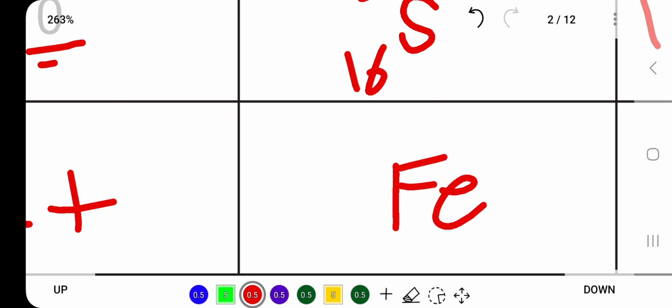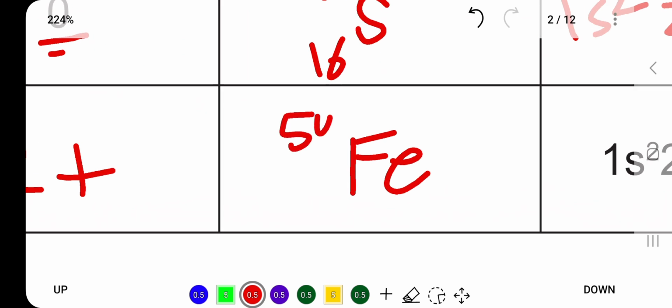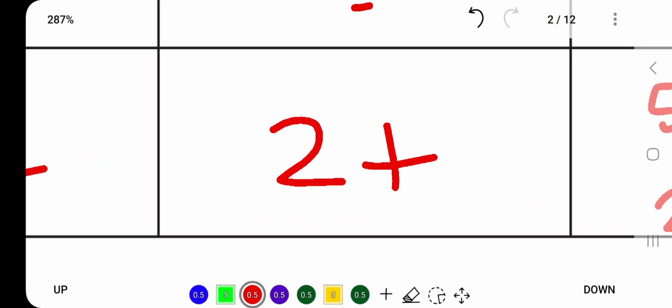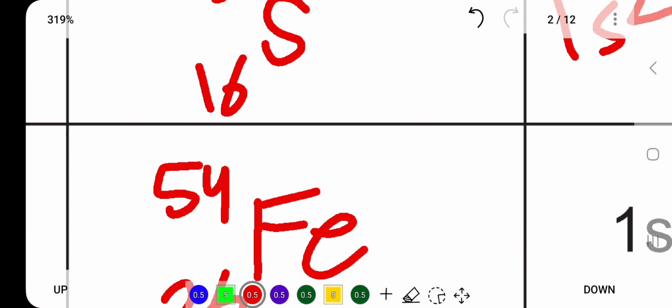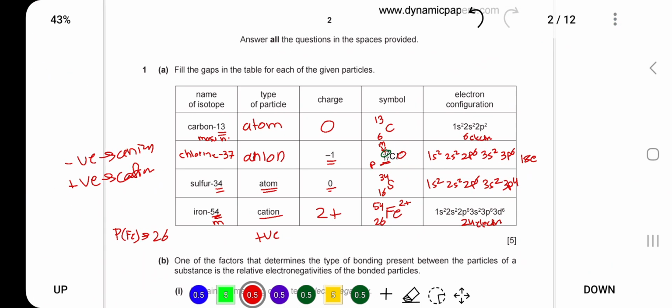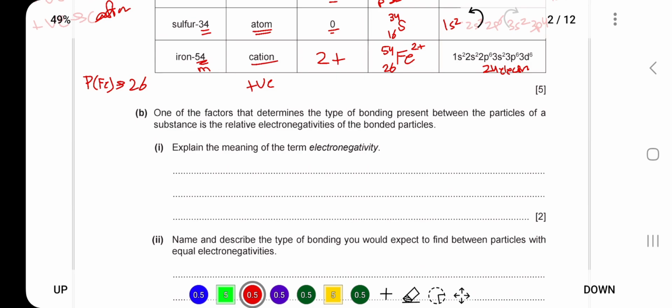Write Fe for the symbol, the mass number, they gave you 54. The proton number never changes, but that is not how we finish. We still need to show that there is a charge, 2 plus. Alright, hopefully understood. Now, part B.